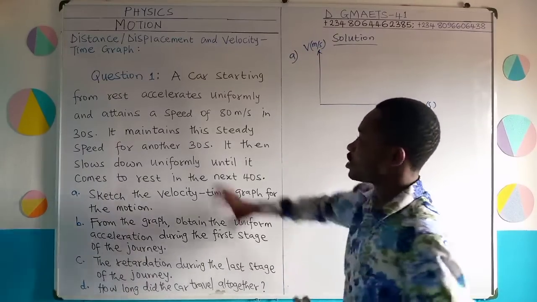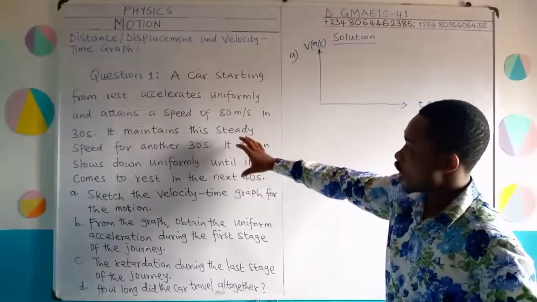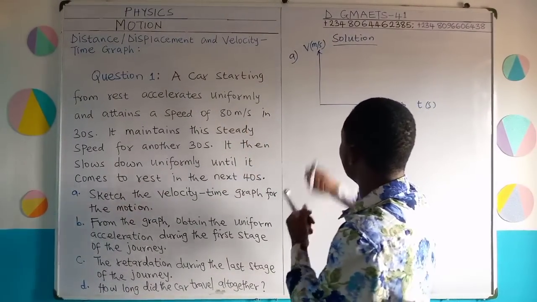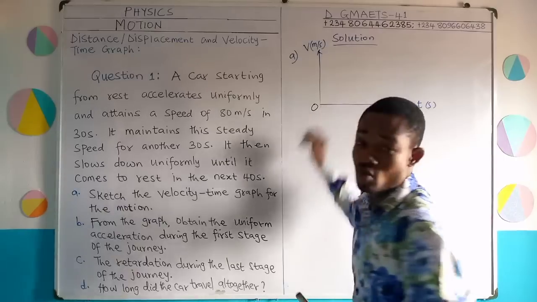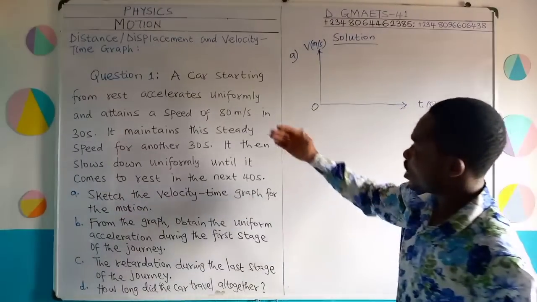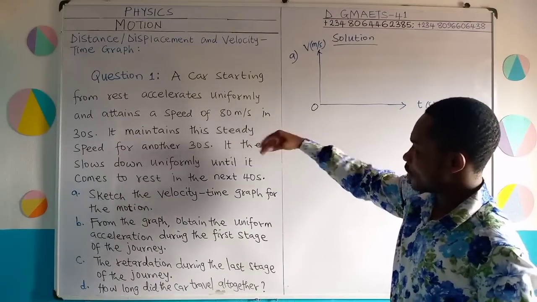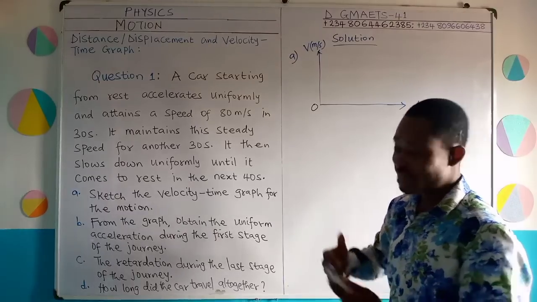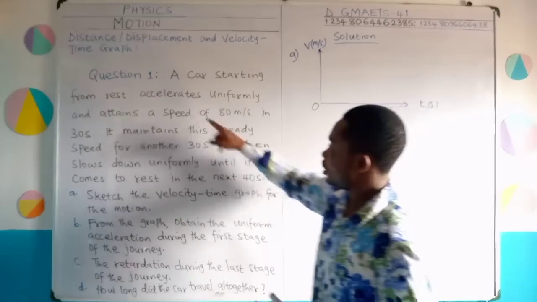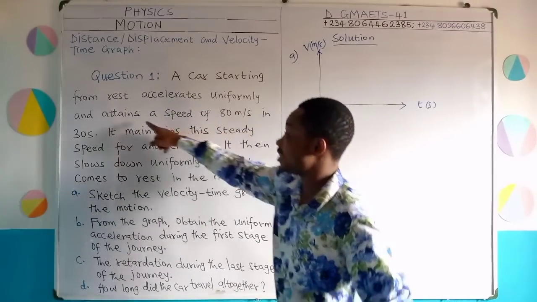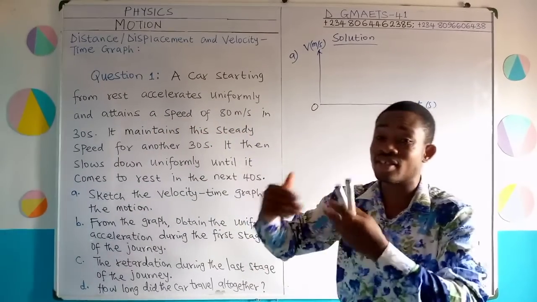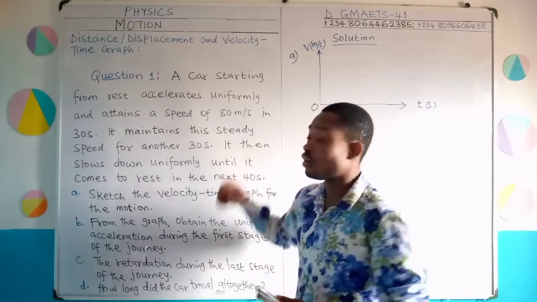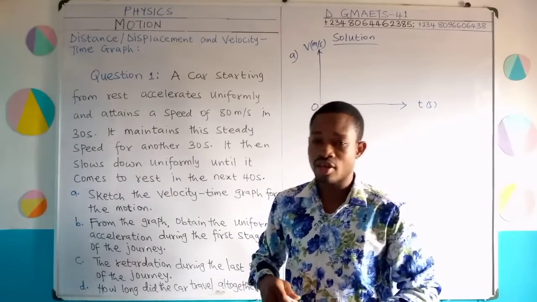So let us look at the motion of the car. The car started from rest, so here it's going to be 0, here it's going to be 0 from rest. So it's going to be 0, and then what happened to it? It's now moved with a speed up to 80 meters per second. So it accelerates uniformly and attains a speed. Attains means got to or reached, are you following right? A speed of 80 meters per second.